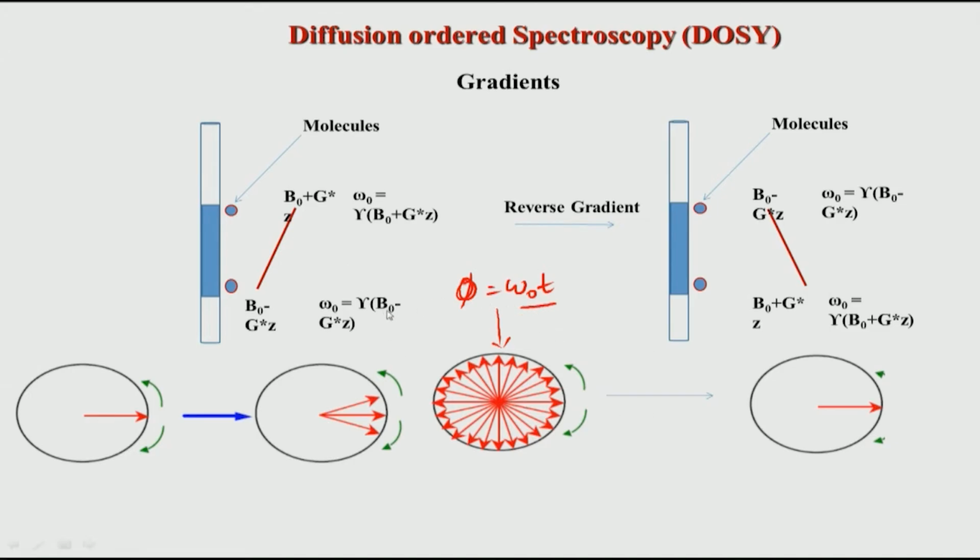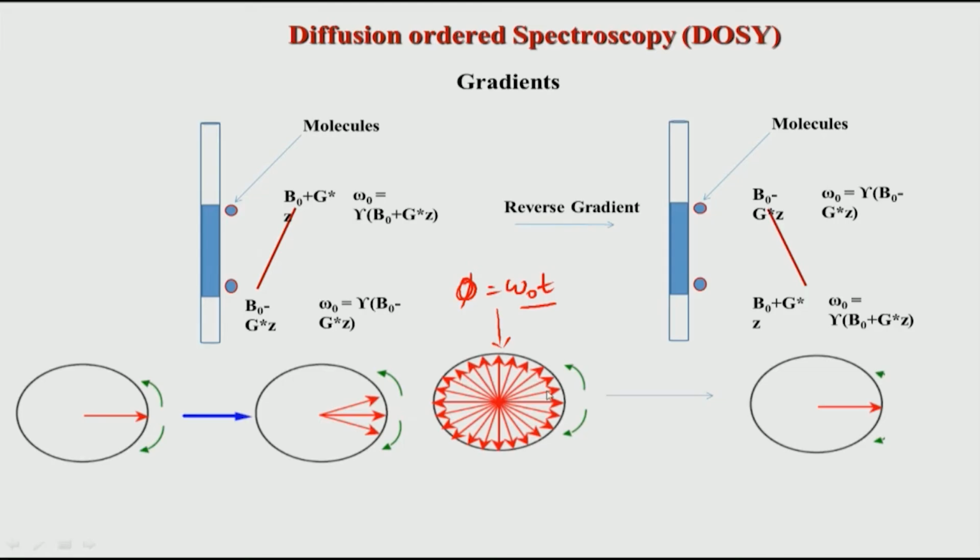Now suppose this omega 0 for this sample has accumulated a phase of, let us say, 100 degrees. But when I apply a reverse gradient, the same phase will go in the opposite direction, because now its frequency is minus the earlier frequency. Therefore, however many degrees it has gone in one direction, it will now go in the opposite direction. So, if I apply a reverse gradient for the same time t, suppose this gradient is time t and I apply the same time t, it will completely come back to the original position.